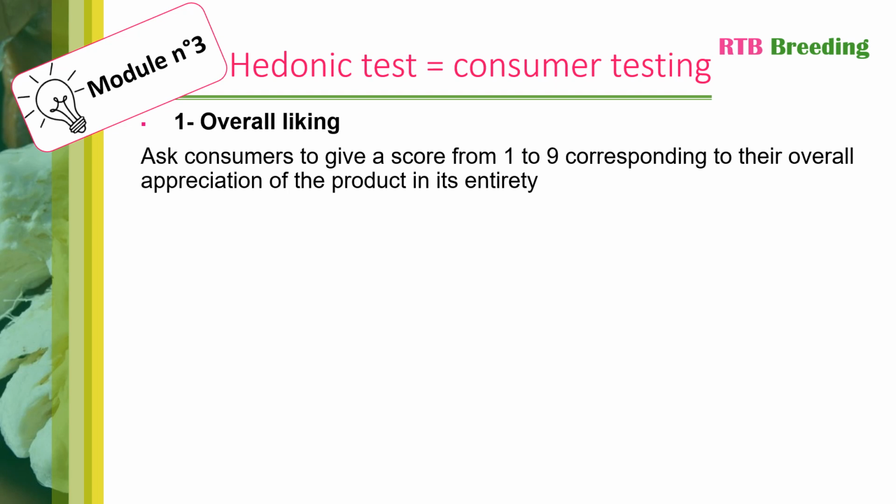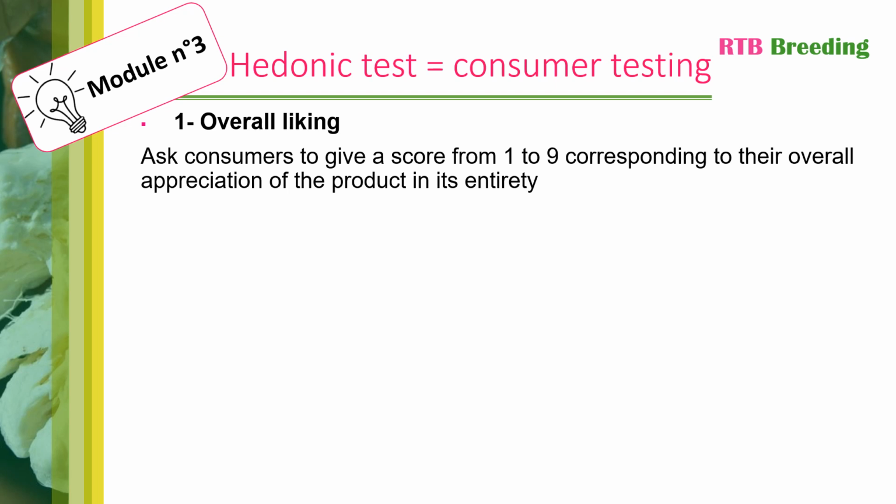I'm now going to describe the different types of questions in the consumer test. The first question, as I said earlier, is what we call overall liking. It's about giving an overall assessment of the product, taking into account all its sensory properties. Consumers are asked to give a score on a scale from 1 to 9, corresponding to their overall appreciation of the product in its entirety.